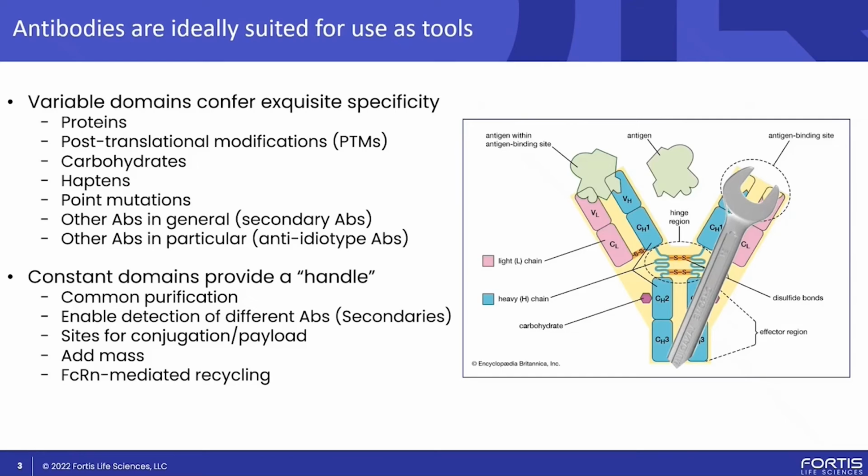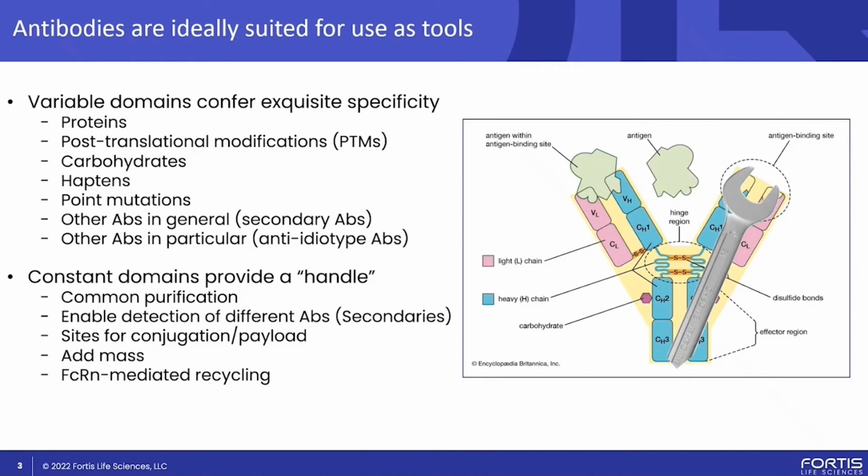We can have antibodies raised against pretty much any protein, post-translational modifications on proteins, which can include carbohydrates, also small molecules such as haptens. We can raise antibodies that can tell the difference between proteins that have mutations, even at a single residue. We can make antibodies against other antibodies. You're probably familiar with those in the context of secondary antibodies. Those will see antibodies of other species in general. And beyond that, we can even make antibodies that will see specific other antibodies. These are anti-idiotype antibodies that bind to the variable domains of other antibodies.